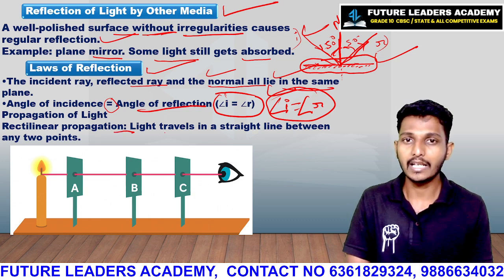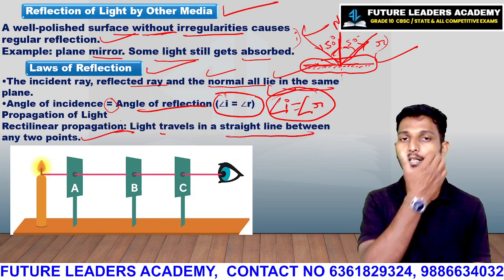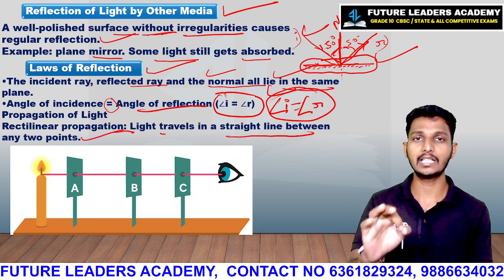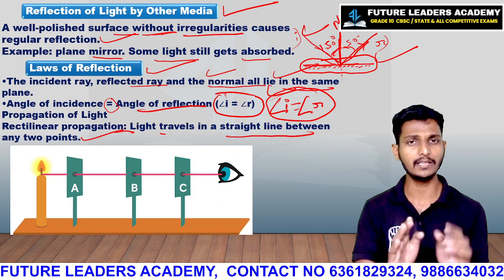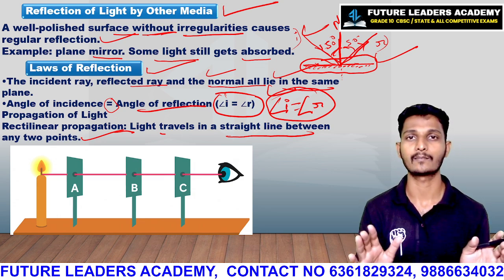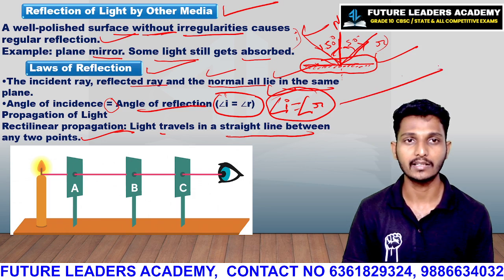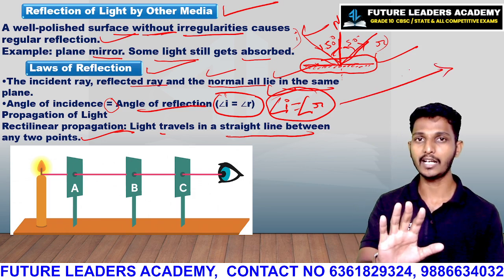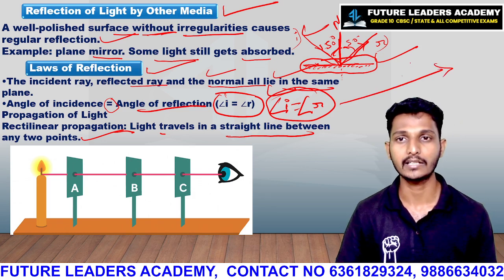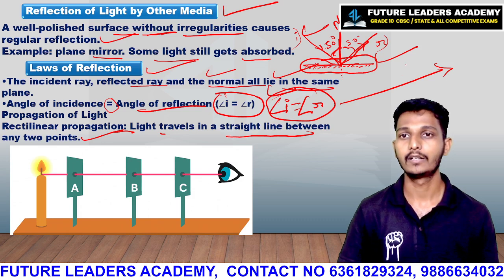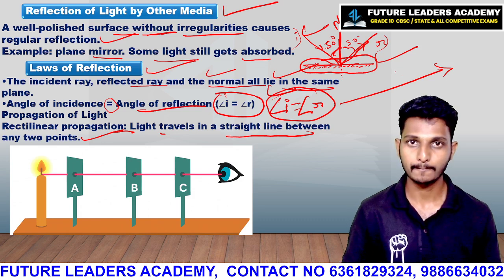Next thing is rectilinear propagation. Light travels in a straight line between any 2 points, that is called rectilinear propagation. Light will be in a straight line, no deviation. Light always travels in a straight line. Understand? So that is what we call the property of rectilinear propagation.